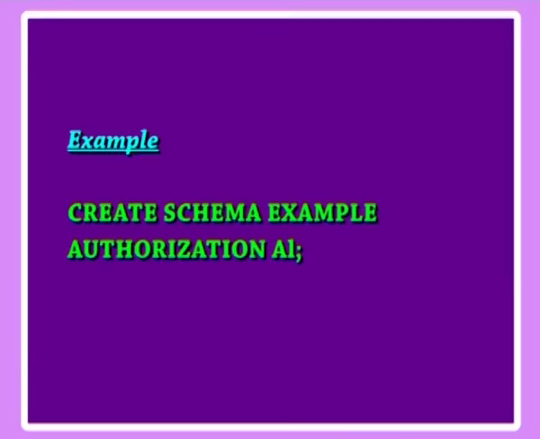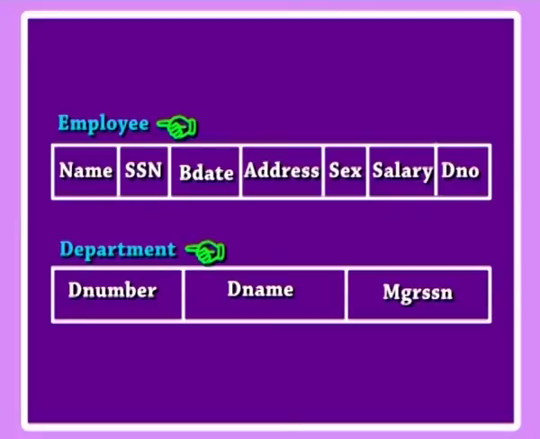In SQL 2, the same effect can be accomplished by having the DBA issue a create schema command like create schema example authorization A1. Now, user account A1 can create tables. To continue our example, suppose that A1 creates 2 base tables, employee and department, as shown in the figure. A1 is then the owner of those 2 relations and hence has all the relation privileges on each of them.